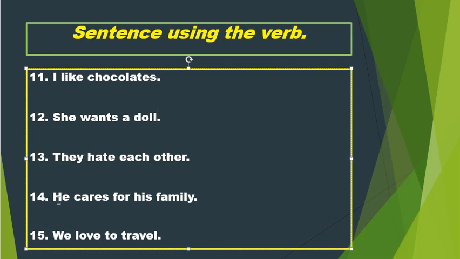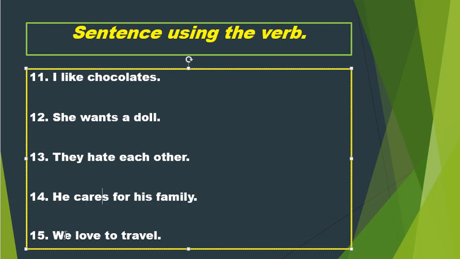Number 14, he cares for his family. So what is the subject here? A boy, he. Cares, of course, because we have the singular, so we must put S here for our singular subject. So for his family, this boy has a family, so maybe he works hard for his family because he cares for his family. So he needs to earn money.